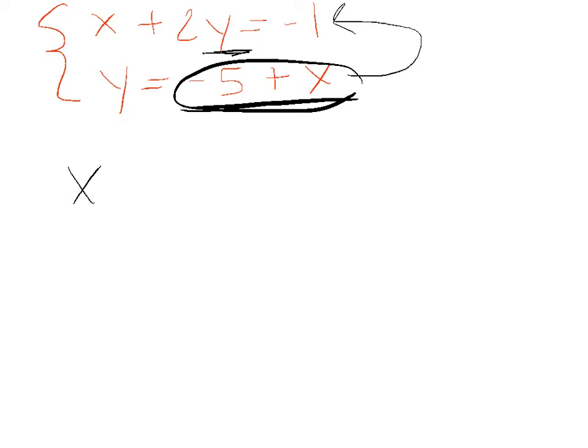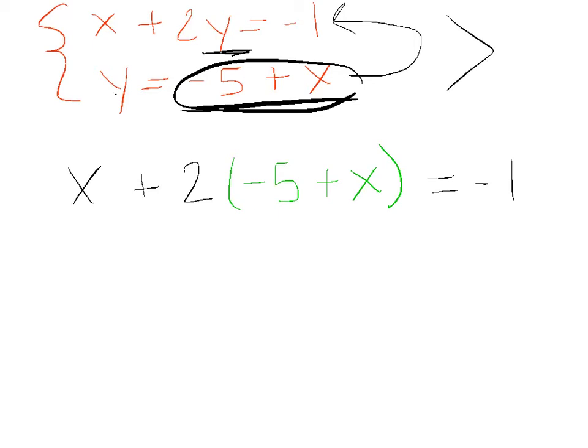So I'm going to substitute it in. x plus 2 times, and I'm plugging this in, -5 plus x, equals -1. Now our next step said we need to solve for whatever variable we have, because what you're doing is eliminating a variable. Up here we had an x and a y. Now we've just got x's. So now x equals your distributive property.